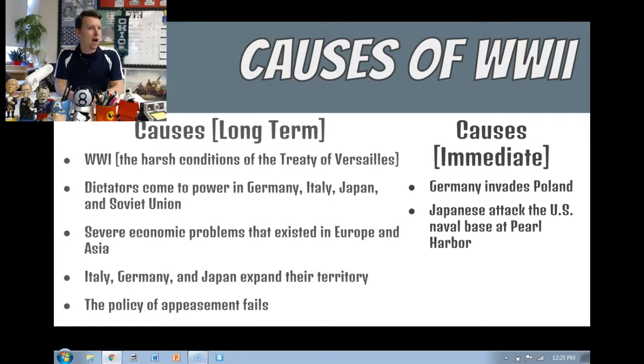Italy, Germany, and Japan also expand their territory. They start to colonize and imperialize and move out and take over places. You get the policy of appeasement, which fails, which is what we're going to talk about in the second half of this video. But the immediate cause is Germany invades Poland, and that's incredibly important, because Poland, if you remember, was created after World War I as part of the Treaty of Versailles. And you also have the Japanese attacking the U.S. naval base at Pearl Harbor. That's what's going to bring the United States into the war.